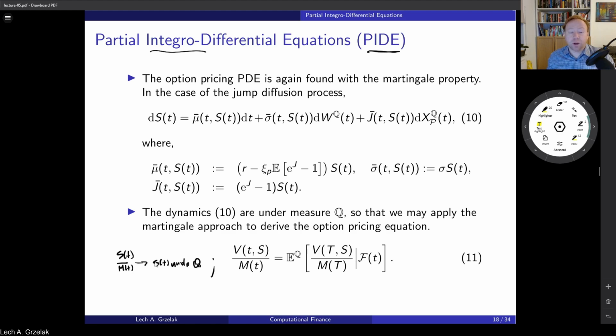We are not interested anymore in the dynamics of S, because we already have it under Q. This is what we derived before. In a generic sense, we have the dynamics of S equal to mu, which is defined here. You can see it depends also on S. There's the interest rate r, and we have two components: a diffusive component, and also a jump element here.